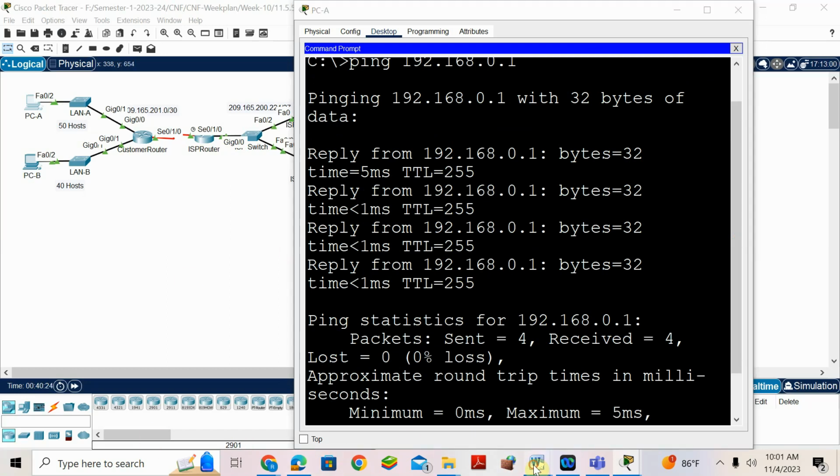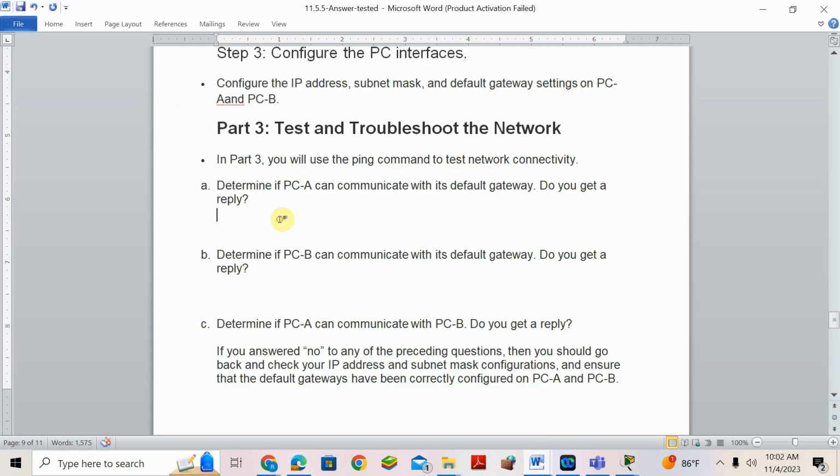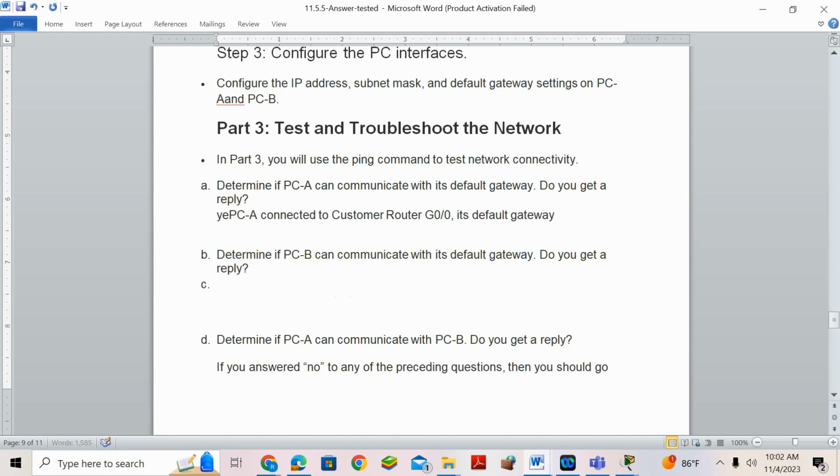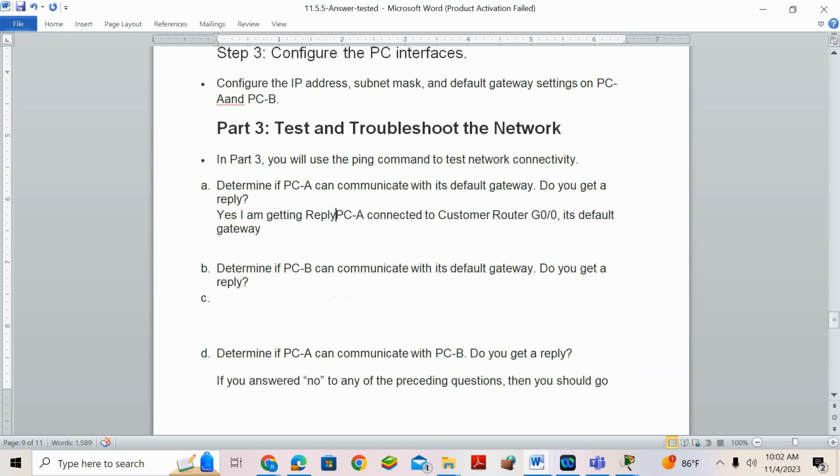Okay. Now next question. PCA connected to customer router G0/0, its default gateway. Okay. Now PCB. So here, yes, I am getting reply. Okay. Now PCB to its gateway.